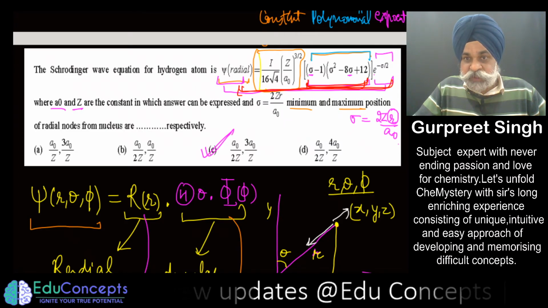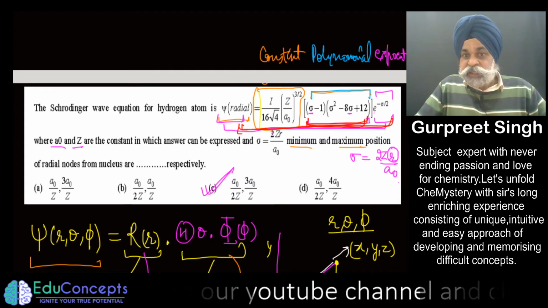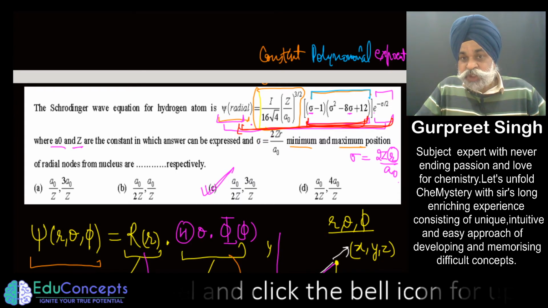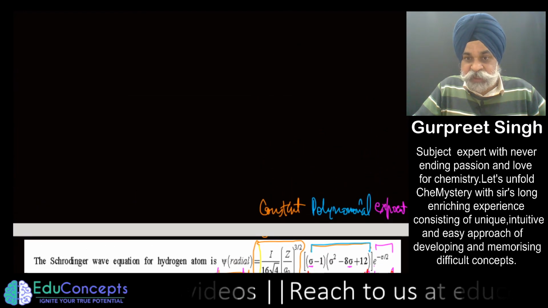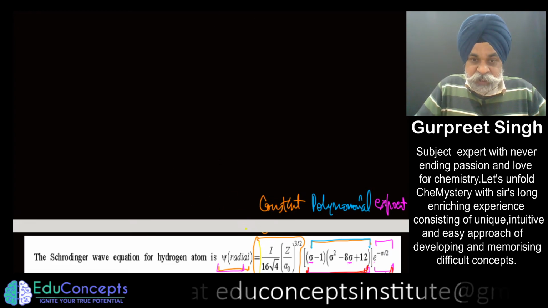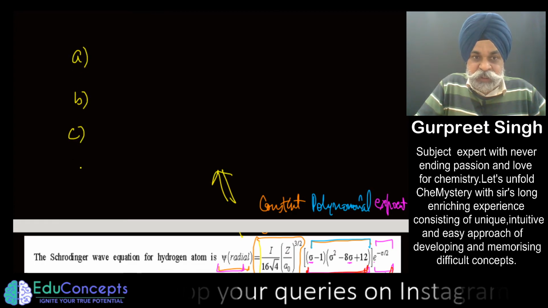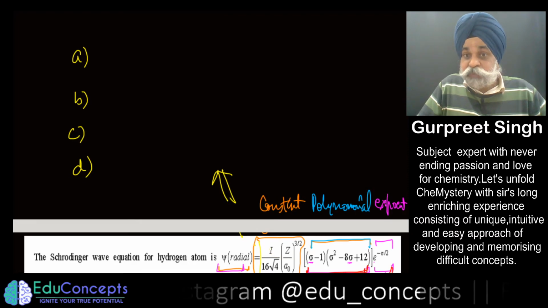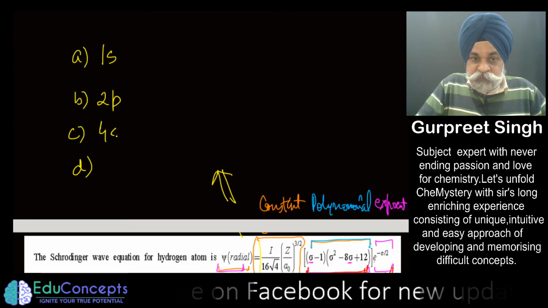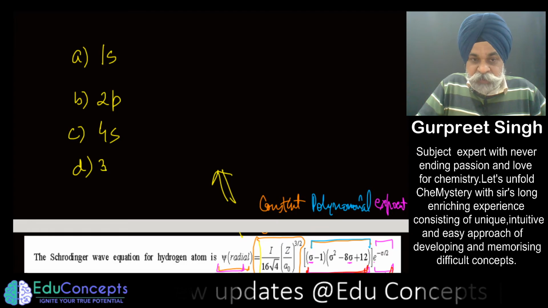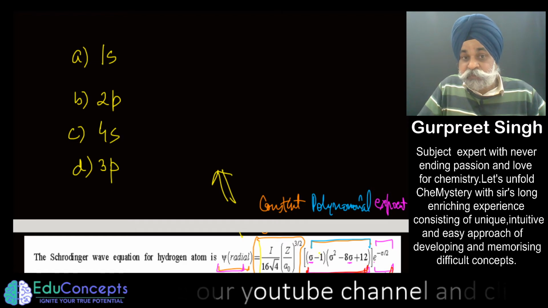Now another style of this question can be asked in this way. They may ask you that this radial wave function could belong to, this is another style of question which can be asked. So they may give you options like 1s, 2p, or they can say 4s, or for example they can also place it as 2p, 3p, something like that. They can ask that this radial wave function may belong to.